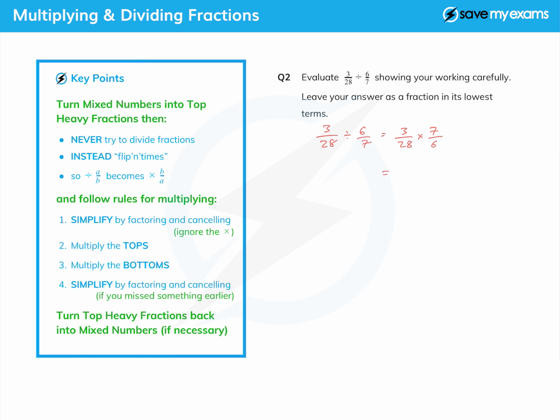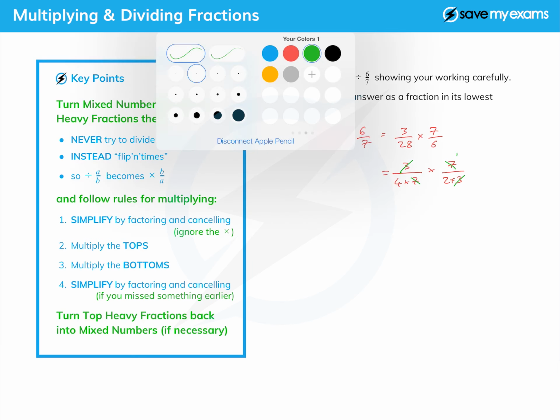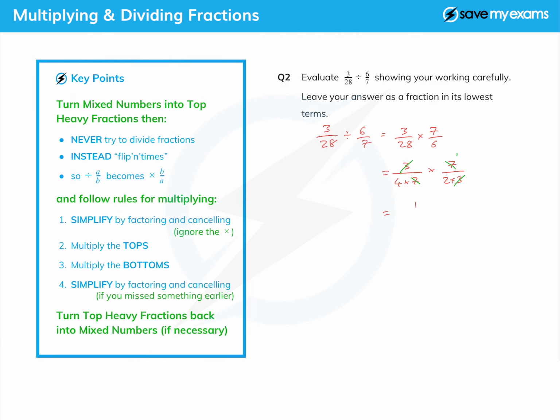So I'm going to simplify by factoring and cancelling again. So, well, the top of the left-hand fraction is just 3. The bottom I could write as 4 times 7. The right-hand fraction, I've got 7 on the top and 2 times 3 on the bottom. The green cancelling pen comes out again, and I've got 3 cancels with the 3, 7 cancels with the 7, and since I've got nothing left on the top, I'm just going to put a 1 up there, and that leaves me with 1 over 4 times 2, which is 1 over 8. And we're done. So I hope that helps.